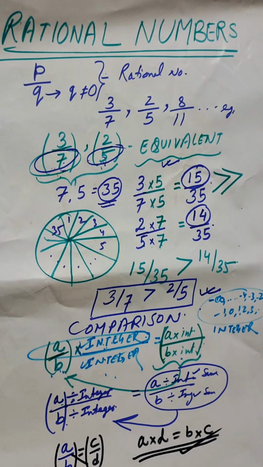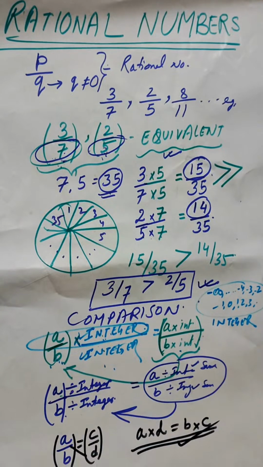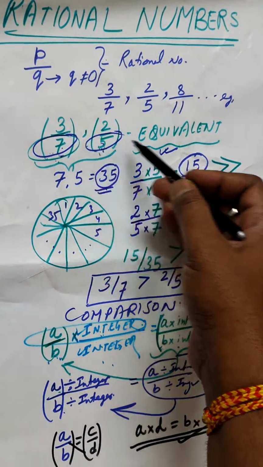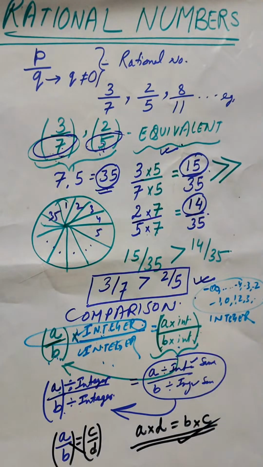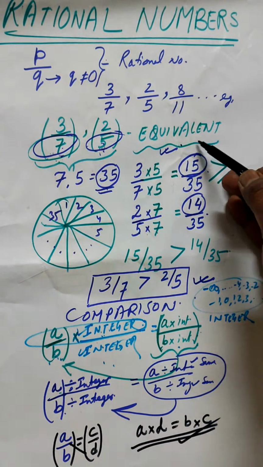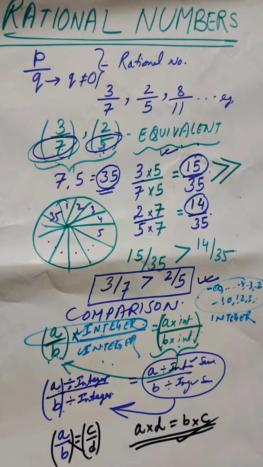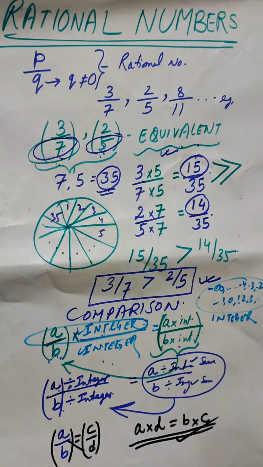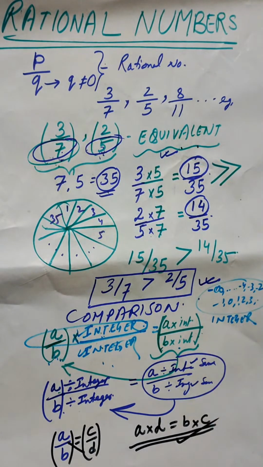What have we learned? We have learned comparison of rational numbers. We'll take more examples on comparison. We learned how to turn given rational numbers into equivalent rational numbers. To compare two rational numbers, we turn them into equivalent ones and then do the comparison.